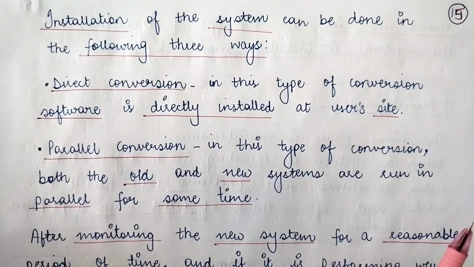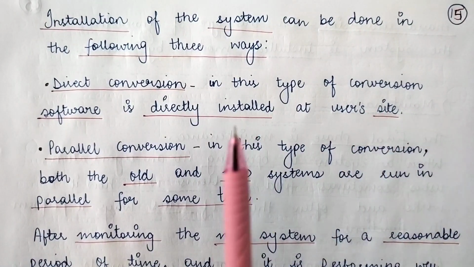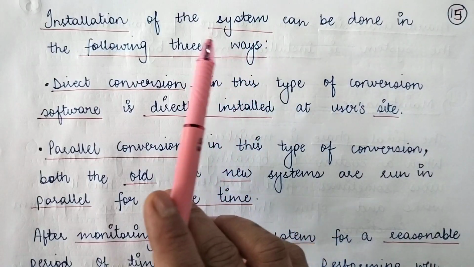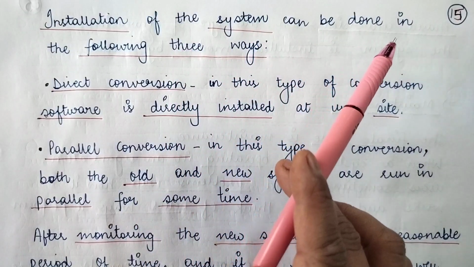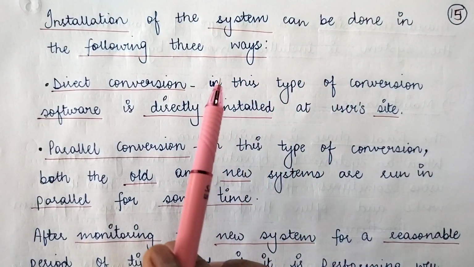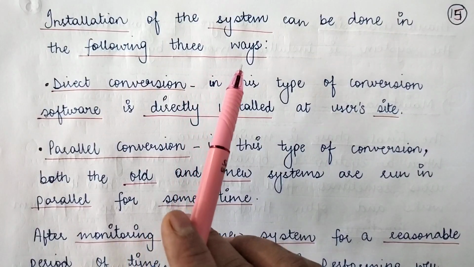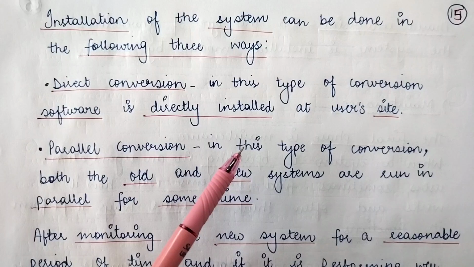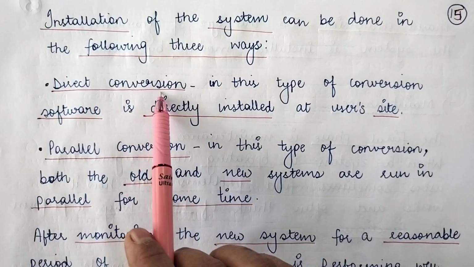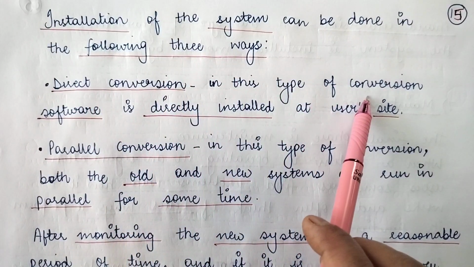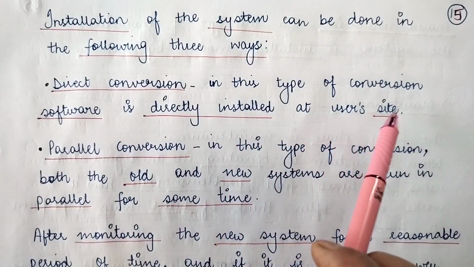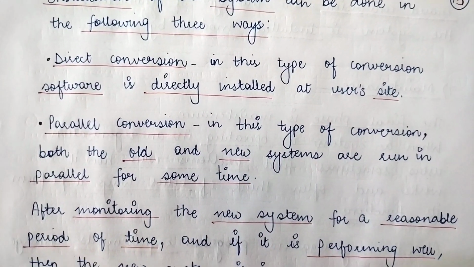After the installation, we can see what are the ways in which installation of the system can be done. So when you want to install the new information system at the user side, there are three ways in which you can install it at the user's site. One is direct conversion. In this type of conversion, software is directly installed at the user's site. Then comes parallel conversion.